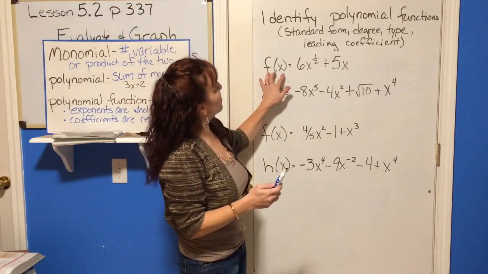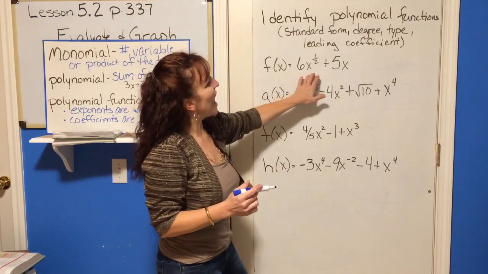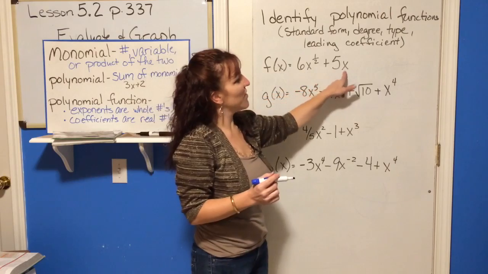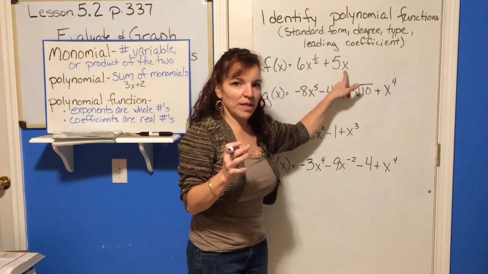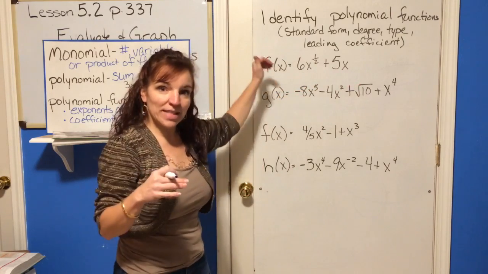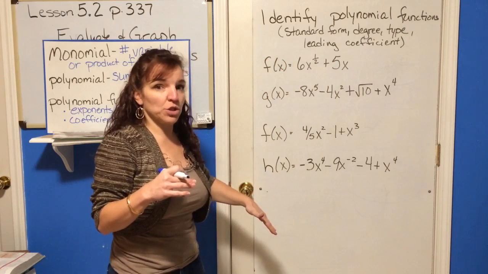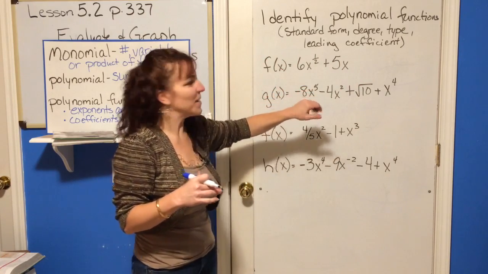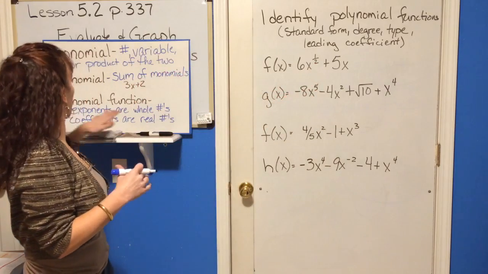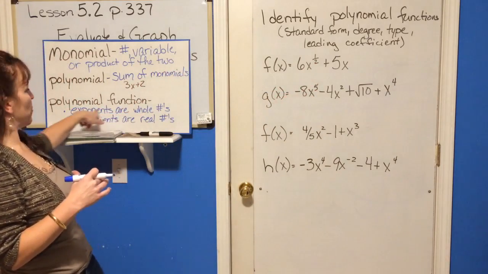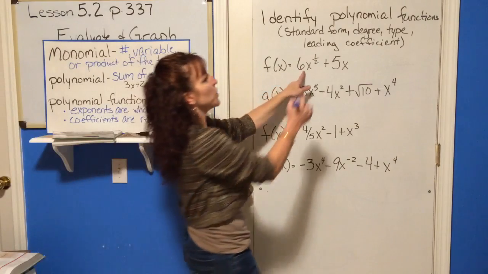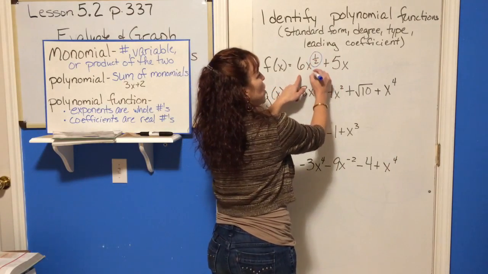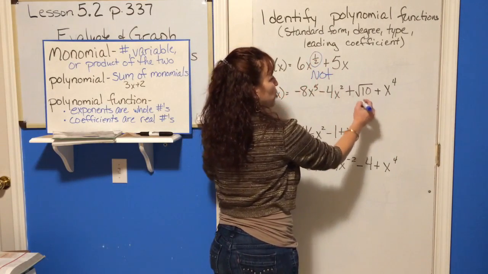So the first one I have is the function f of x equals 6x to the 1/2 power plus 5x. And you can immediately say, and actually if you want to pause it and do all of this, you should be able to do it quickly and easily. So let's walk through them after you've done them. All right, the 1/2 power is not a whole number. And remember, the exponents have to be whole numbers. So this means this one is not a polynomial function.